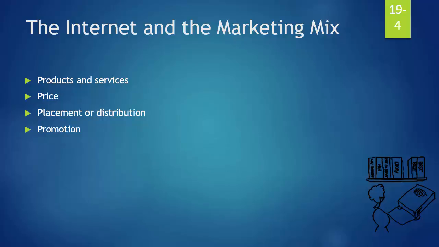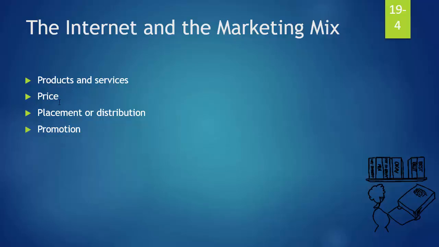Here we have the 4 P's of marketing. These are the old type of P's, if you will. So you had products and services, price, placement or distribution, and then promotion. And so think about how the internet has influenced or changed how we now market products and services.